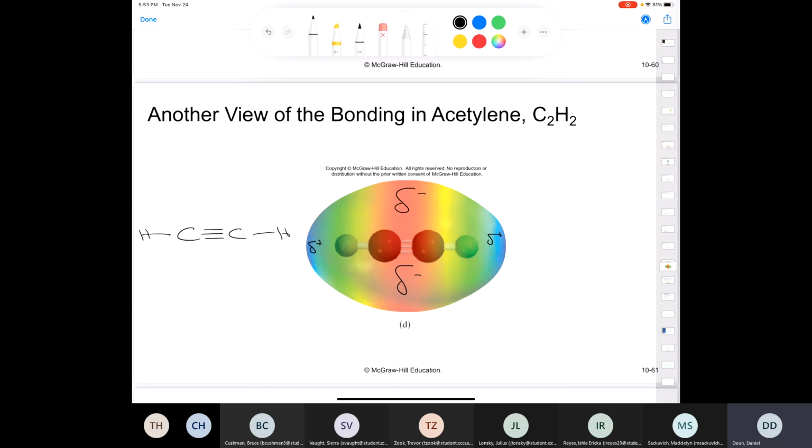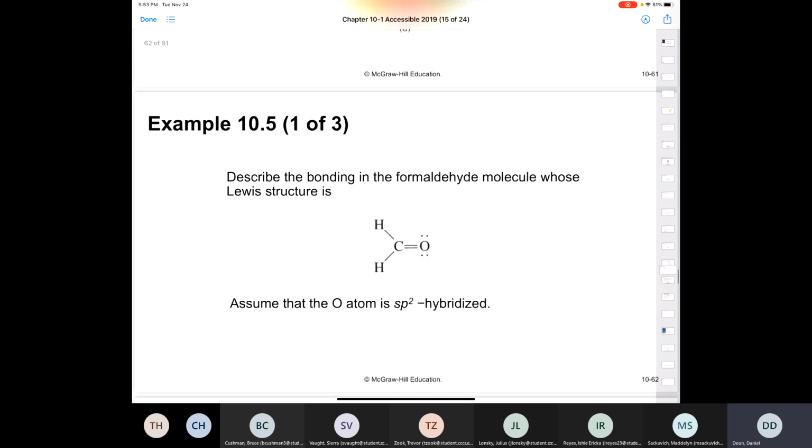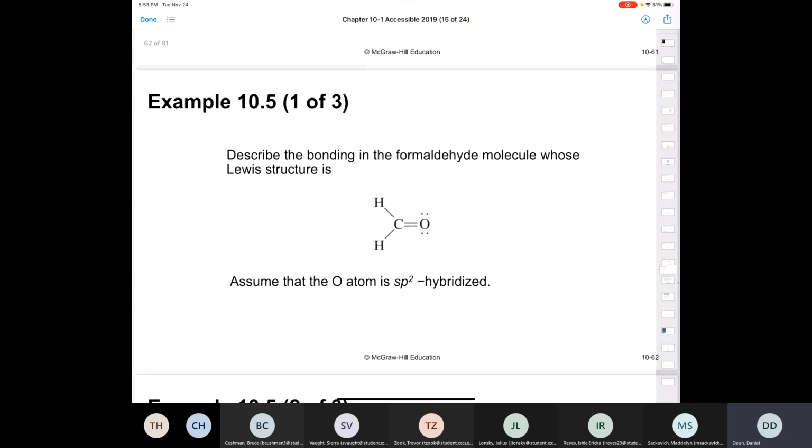Now we have a problem here, and I've spent a lot of time talking about hybridization this evening. So I'm going to do a quick version of the solution to this problem, relying a little more heavily on table 10.4. It says here, describe the bonding in the formaldehyde molecule, whose Lewis structure is shown right here. Assume that the oxygen atom is sp2 hybridized. I don't even know why they had to give us that help.